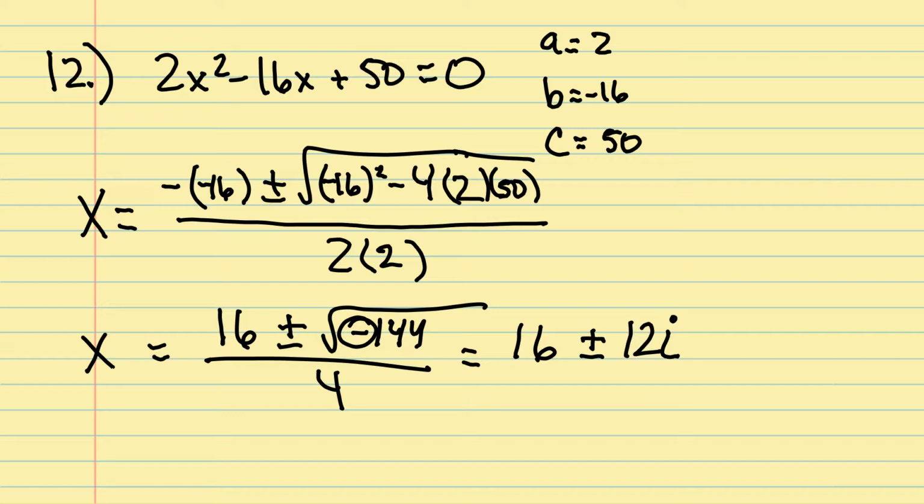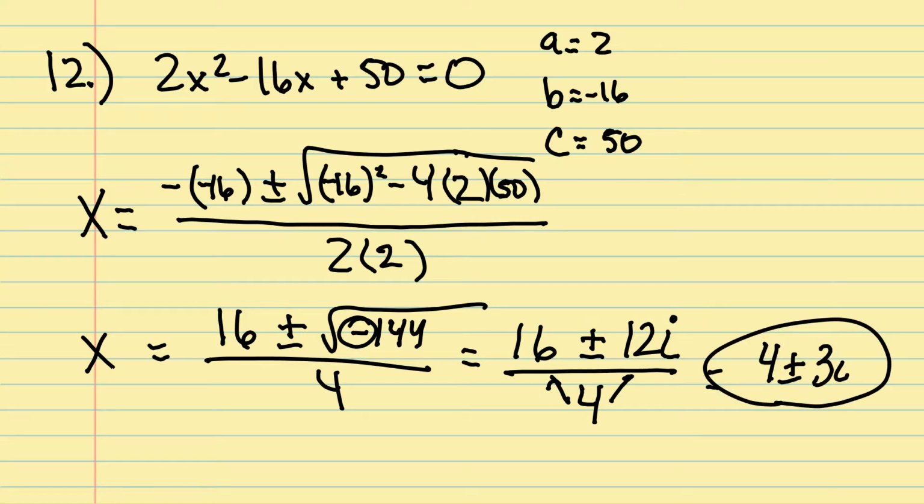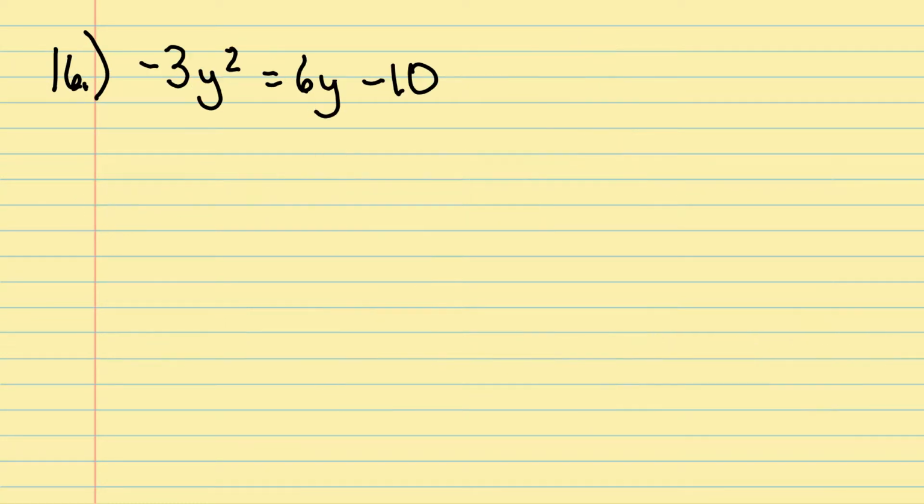See how the radical disappeared? A lot of people are making a mistake in putting radical 12 there. Don't put radical 12 there. The radical disappears because it's perfect. Now, since both 12 and 16 can be divided by 4, I do finish this off and say 4 plus or minus 3i. And that's it for 12.